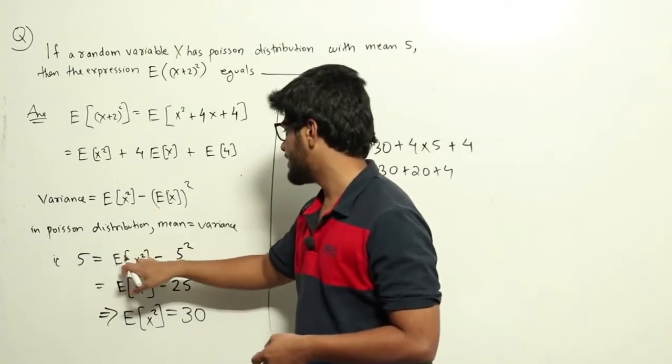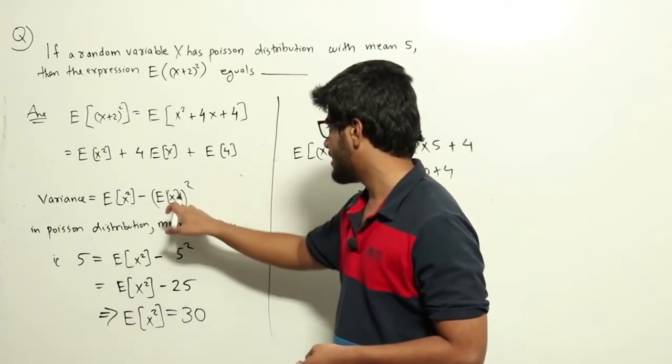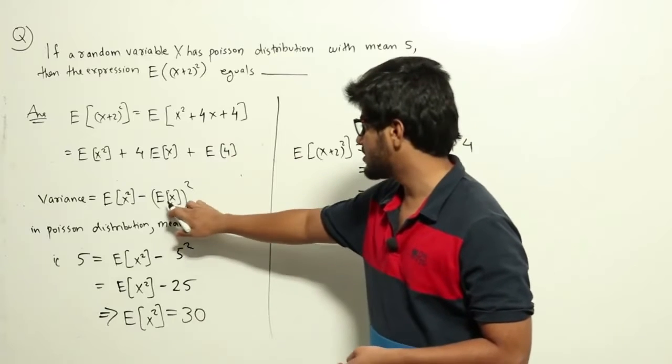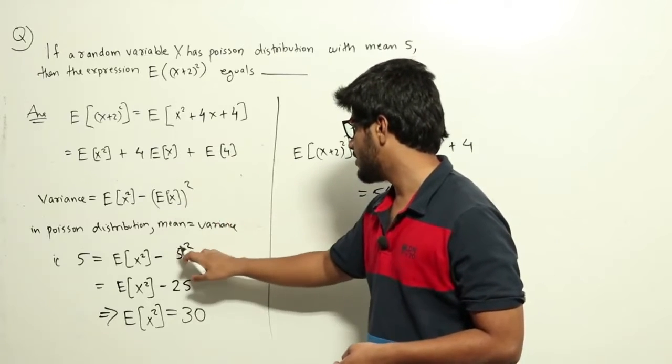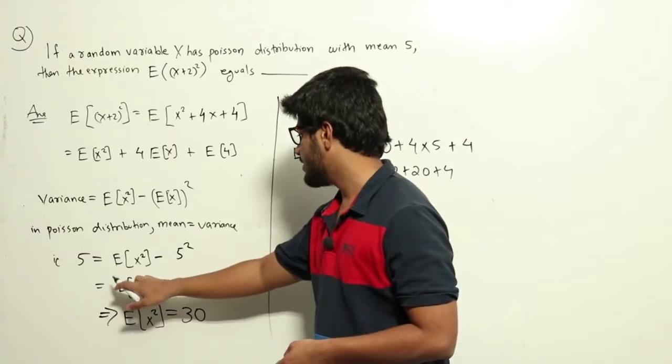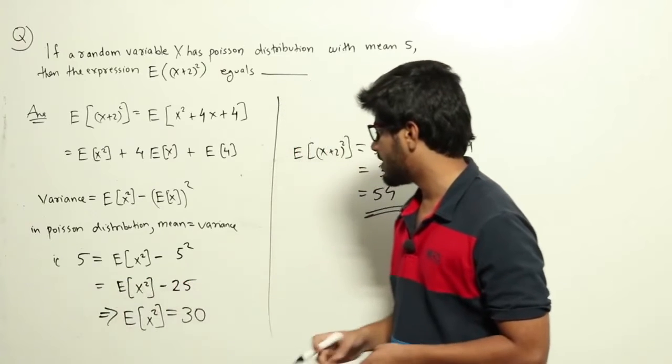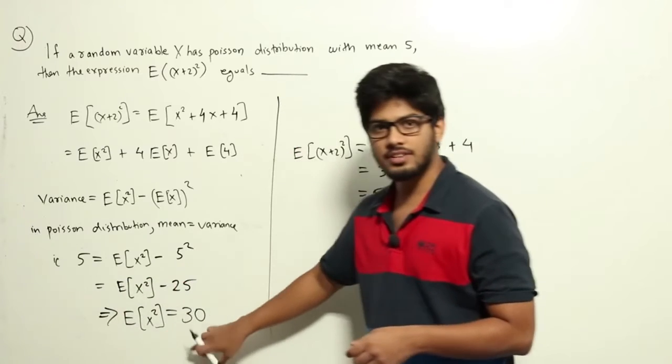5 equal to expectation of x square minus expectation of x the whole square. Now expectation of x is the mean, that is 5. 5 square I have written here. That's equal to expectation of x square minus 25, which means that expectation of x square is 30.